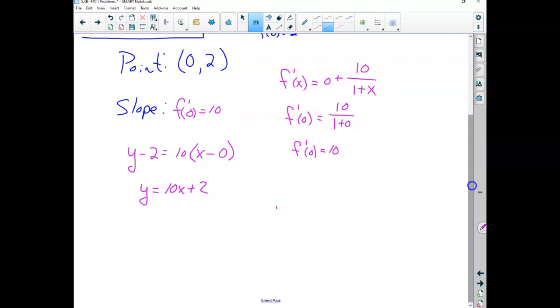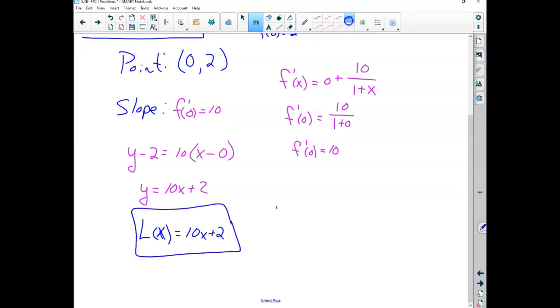Ooh, wait a minute, they wanted that linearization. I better show them what they want. That was my L of x function equals 10x plus 2. We have just linearized that function defined as an integral, and we could use that linearization to approximate the function.